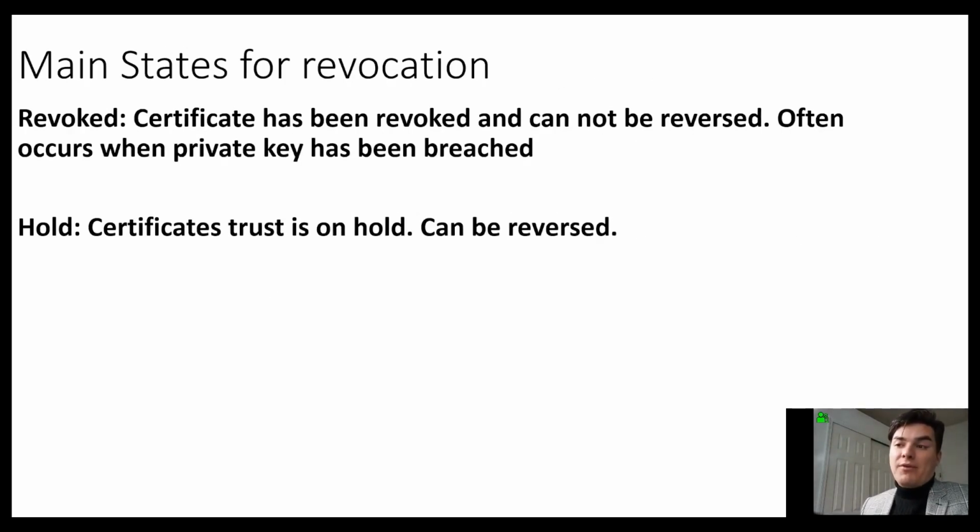Now the main states for revocation. So either the certificate has been revoked and it can't be reversed, and that often occurs when the private key has been breached, or when the certificate trust is on hold and that can be reversed. So they would place a certificate on hold if there was a possible breach, but they're not 100% sure. But they don't want anything to work in case it was. And now if that investigation found that nothing was wrong, then they'll go ahead and reactivate that certificate. However, if it was compromised, then they're going to completely revoke it from there.